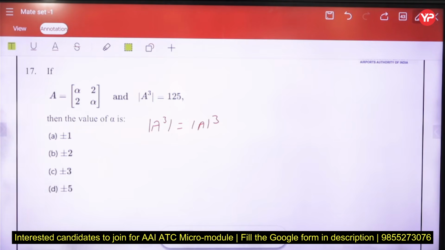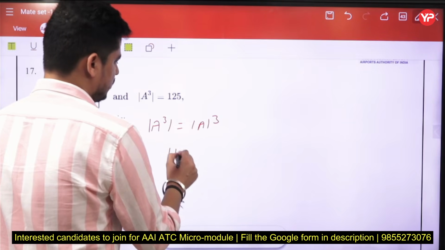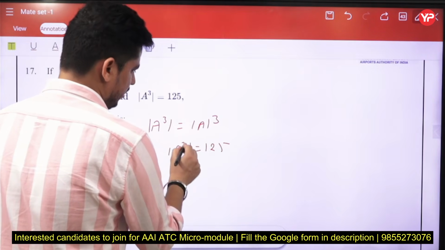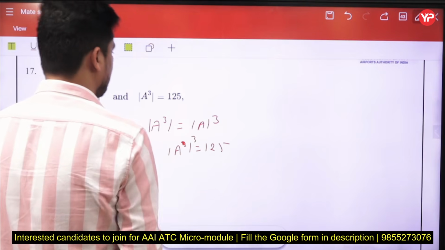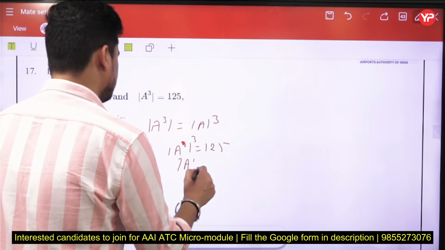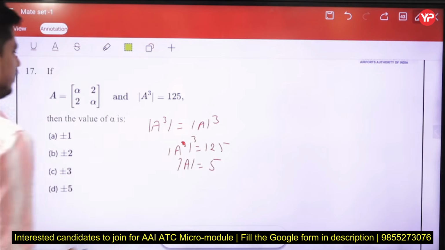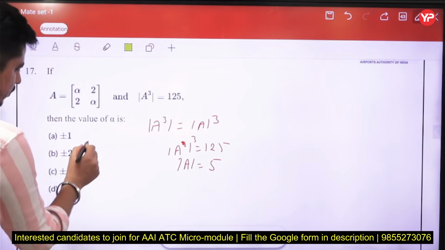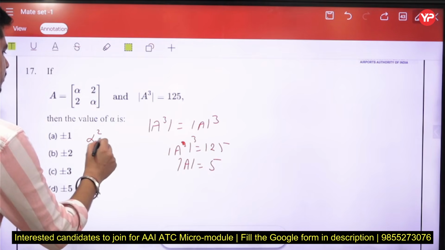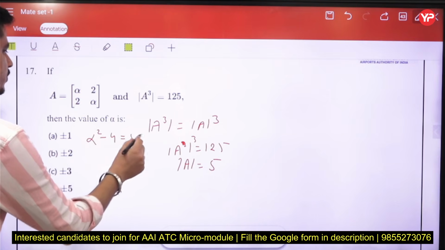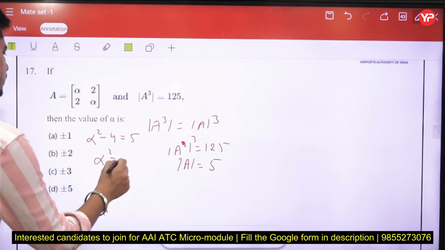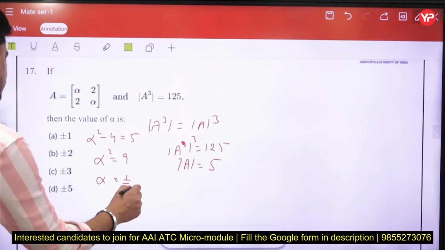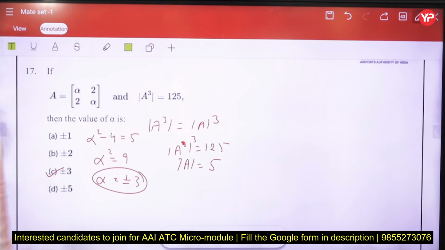If the determinant of A cube is equal to 125, then the determinant of A is going to be 5, right? Because 125 can be written as 5 to the power 3. So what we can write here, alpha square minus 4 is equal to 5, alpha square is going to be 9, and the alpha value is going to be plus minus 3. So the answer will be C here.